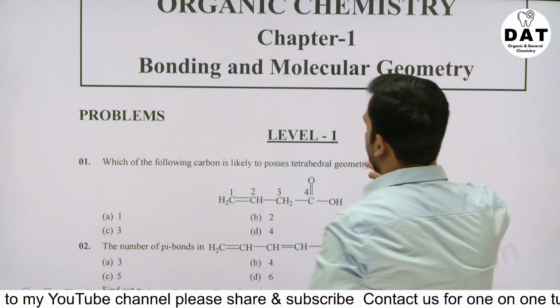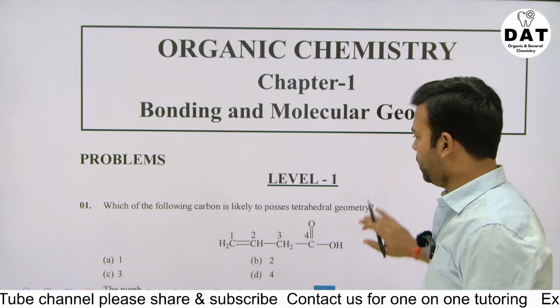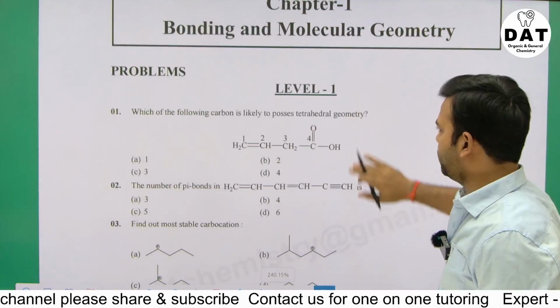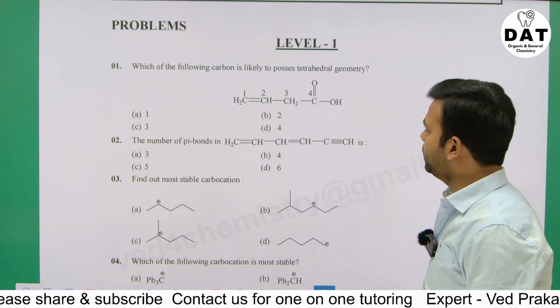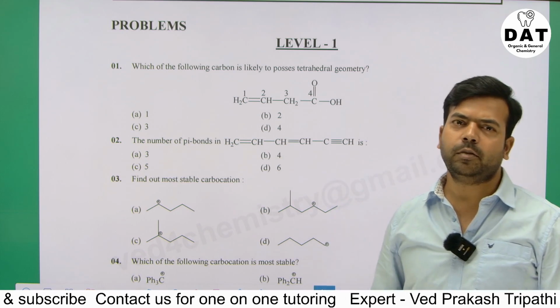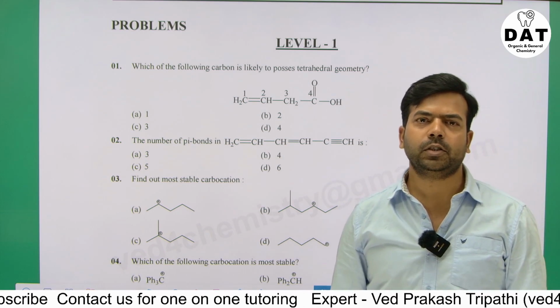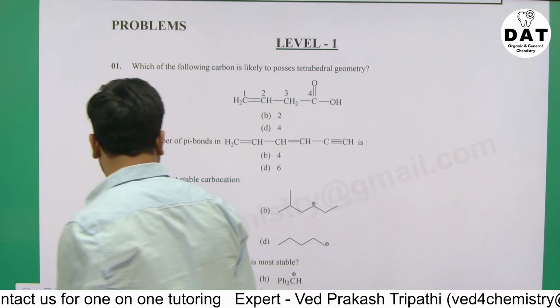So this is the front page, this is chapter 1, bonding and molecular geometry. And now move to the very first question. It is talking about which of the following carbon is likely to possess tetrahedral geometry. So tetrahedral means sp3 and sp3 means 4 sigma bonds. Okay, so we can solve in this way.